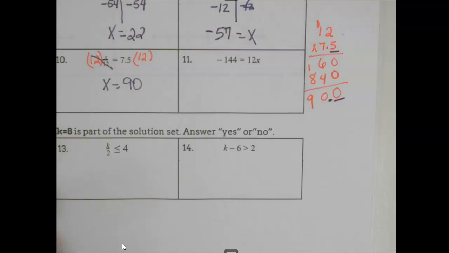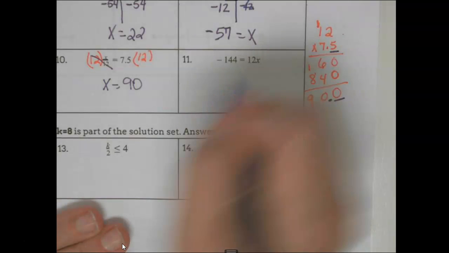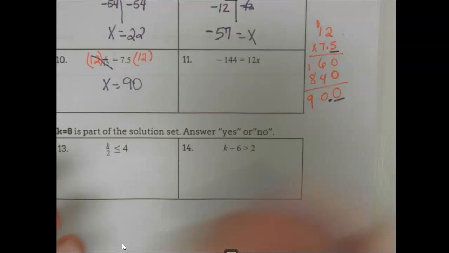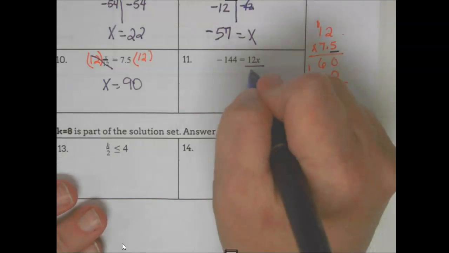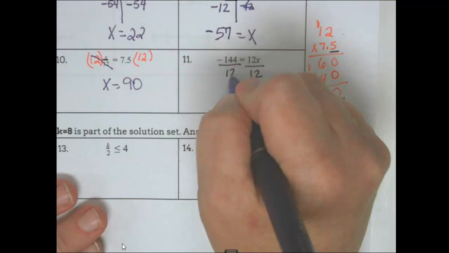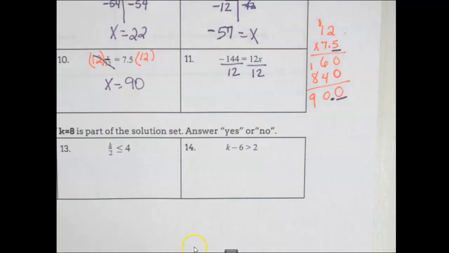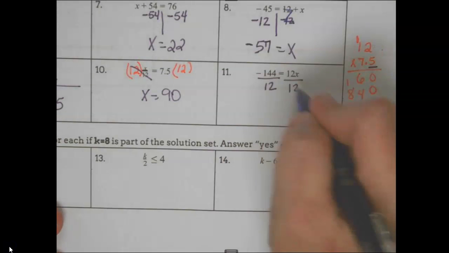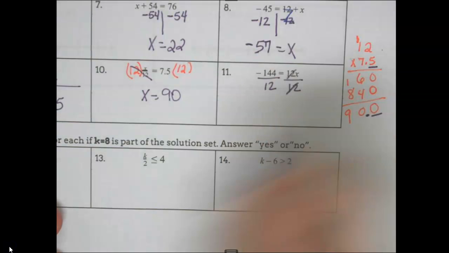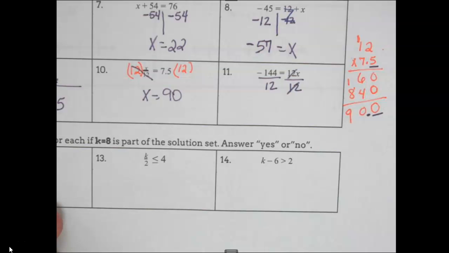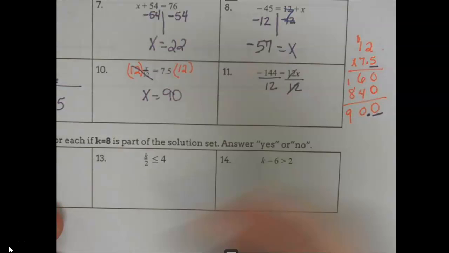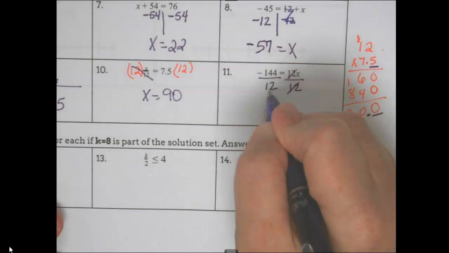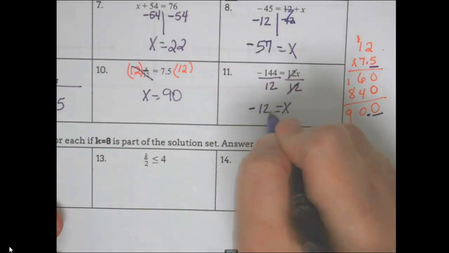Number 11. This is multiplication. And remember, we're trying to isolate the x. So what is with the x? I'm going to divide both sides by 12. So here, cancel those out. Negative 144 divided by 12. If I know my multiplication, I know 144 divided by 12 is going to be negative 12.